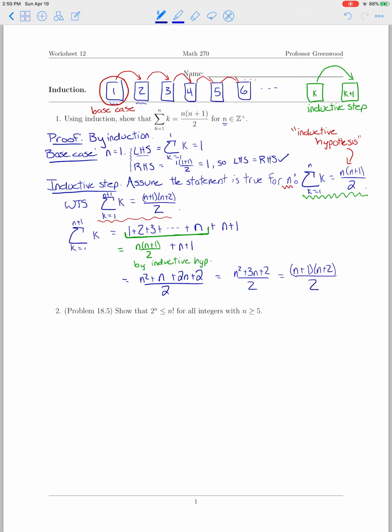And so if I backtrack a little bit, I can see that that does correspond to the part that I was trying to show right here. And so I am done at this point. The inductive step has been shown, and so the overall proof is done.